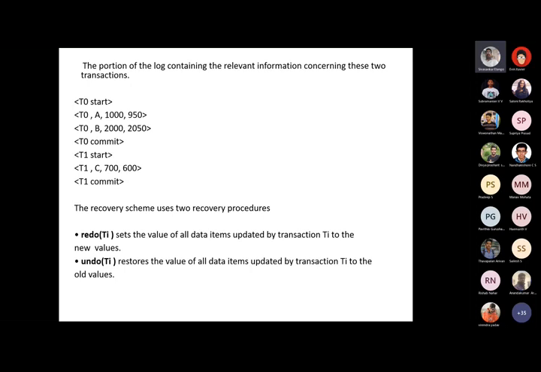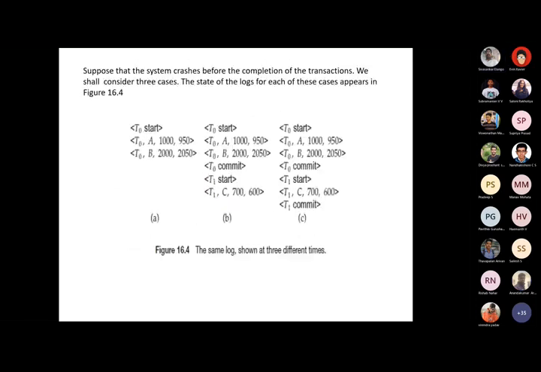The recovery scheme is quite simple. It uses only two procedures: redo of transaction TI and undo of transaction TI. Undo of transaction TI means we restore the old values to the data items, whereas redo of TI means you update the data items that were modified by the transaction TI to the new values. You have three different cases on which you apply this log based recovery scheme.